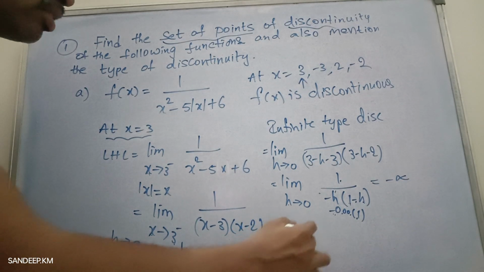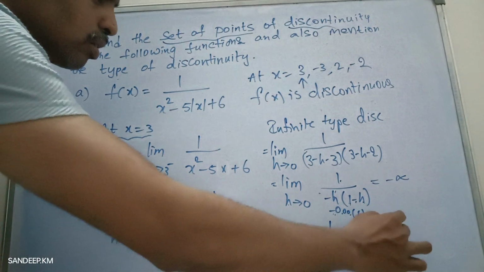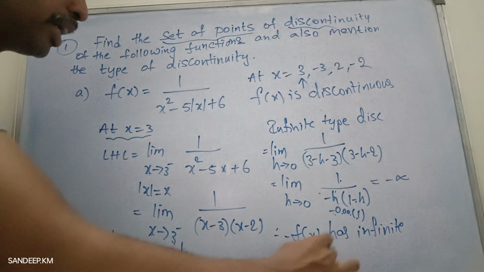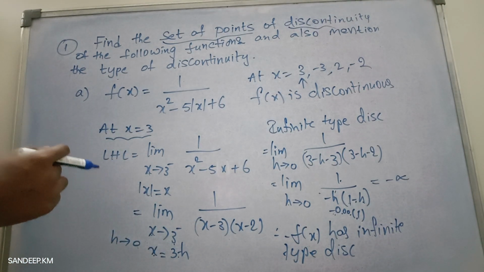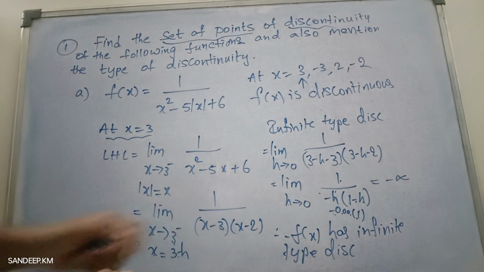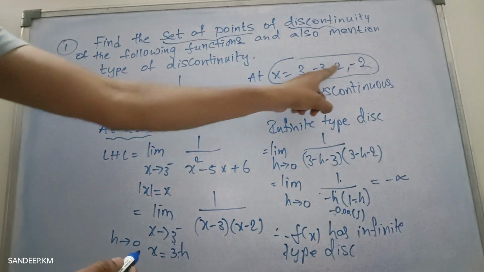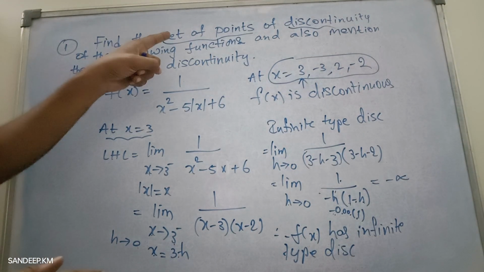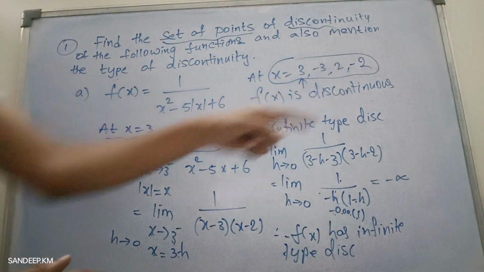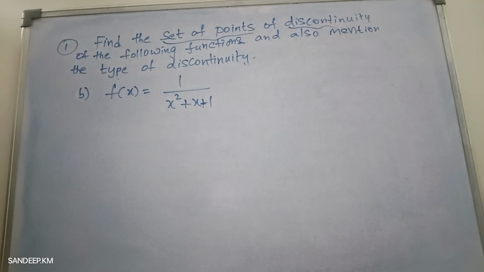Therefore, this particular function f of x has infinite type discontinuity. In case you do not know all these types of discontinuities, please do check the video on the types of discontinuity in the playlist of continuity. Now let us come back to this. At all these points, you can prove it yourself that the function has infinite type discontinuity. So dear students, this function is discontinuous at these 4 points, and at each point we have infinite type discontinuity. Okay, let us go for the next function.